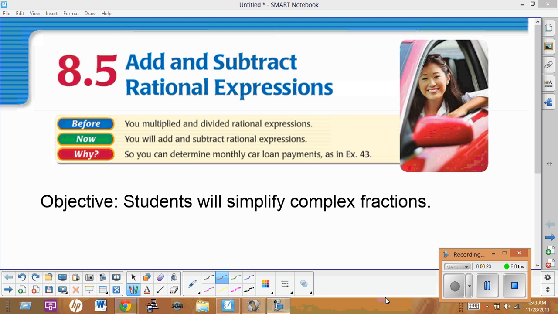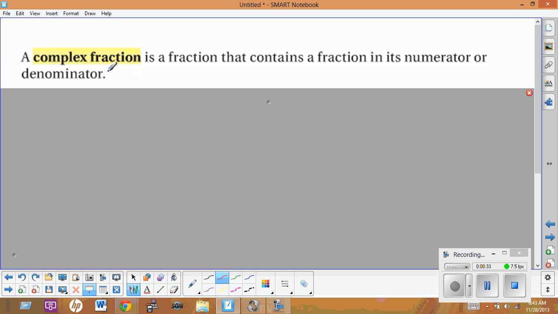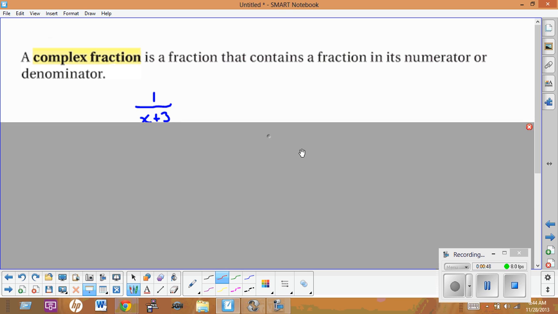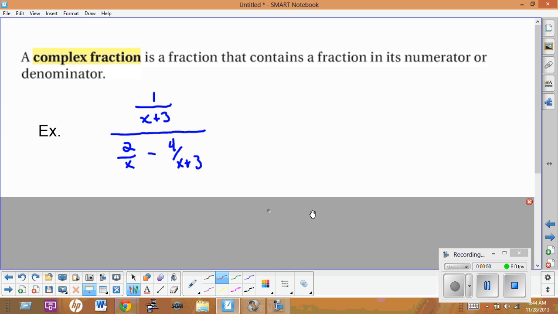Okay, objective for today is students will simplify complex fractions. And to simplify complex fractions, we have to understand what a complex fraction is. So let's take a look at that. A complex fraction is a fraction that has or contains a fraction in its numerator or denominator. So that simply looks like this.